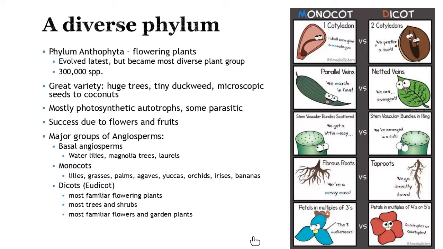Now, the monocots are going to be your lilies, grasses, your palms, and orchids, bananas up on there. And then the dicots is probably your most familiar flowering plants and a lot of your trees and your shrubs. So if you look at this little image right here, these are different key characteristics to tell if something is a monocot or a dicot. Looking at the netting of the leaves is one way, how the vascular tissue is organized, just the roots, and even looking at the number of petals on the flowers.